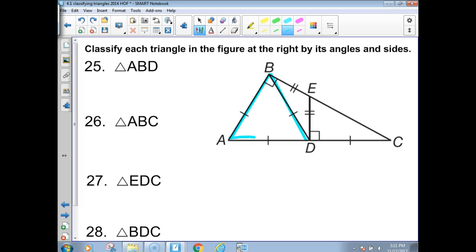Okay, let's see if there's 4 or 5. There's the first one they're asking about, and, oh, but look what it says. Classify by both angles and sides. I need 2 answers. So the one I just highlighted, ABD, is both equilateral and what? If it's equilateral, then it's also equiangular.